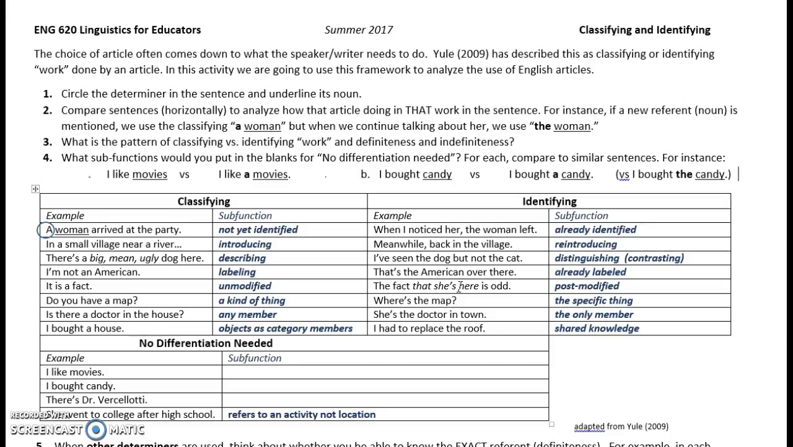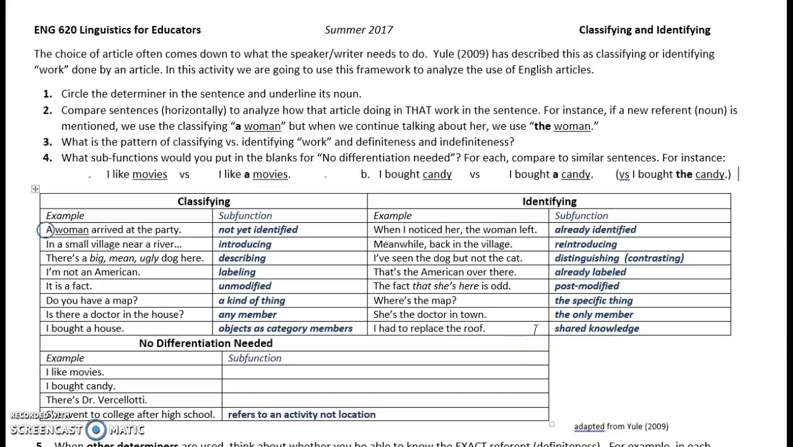The last one I want to go over, comparing the classifying and identifying, is objects as category members versus shared knowledge. If I said to you, I bought a house, I'm saying that I bought one in the whole set, the whole class of houses. But if my very next sentence was, I had to replace the roof.